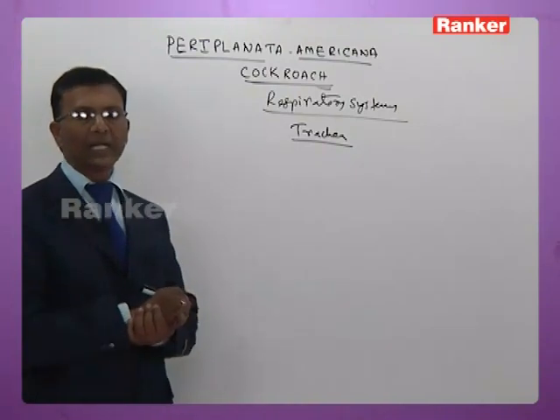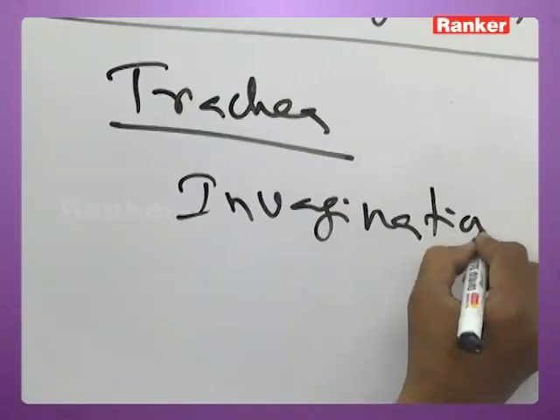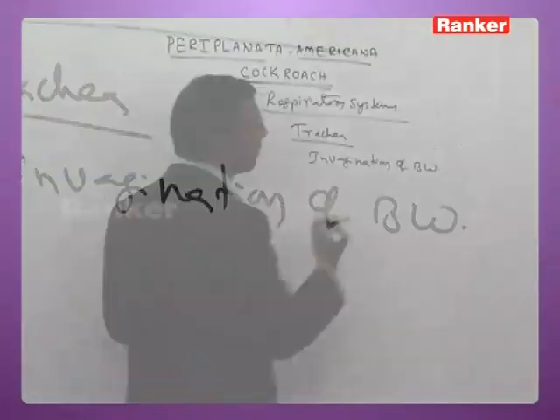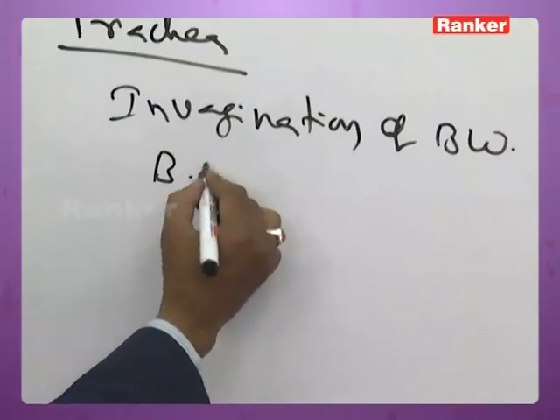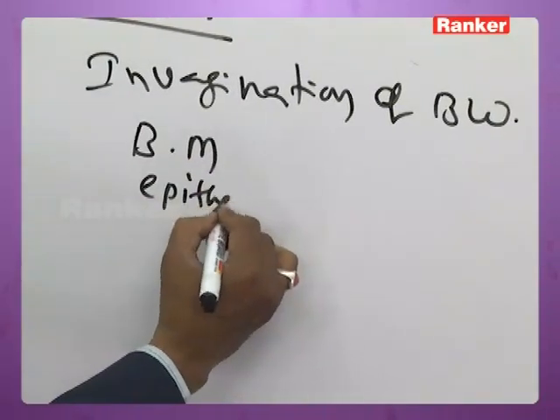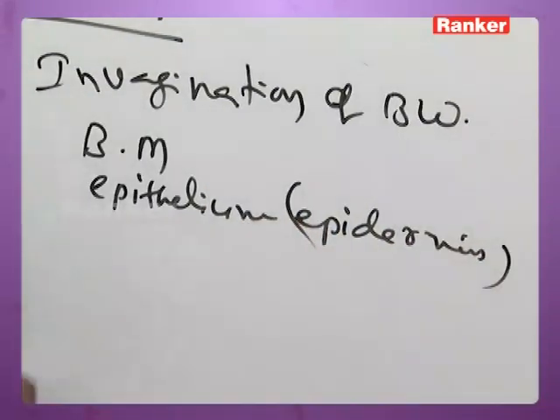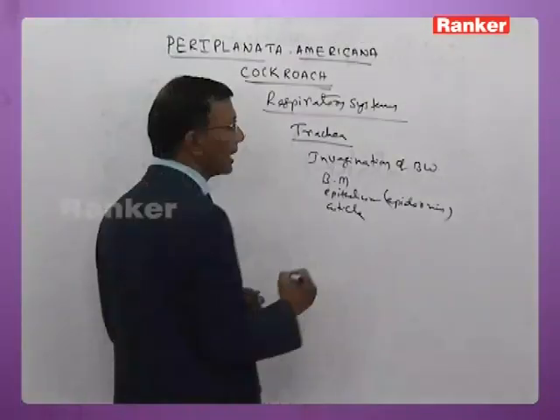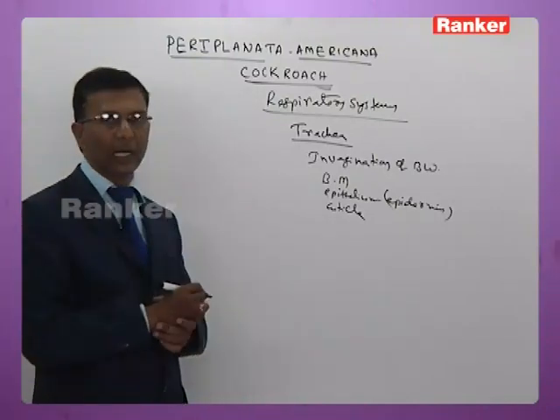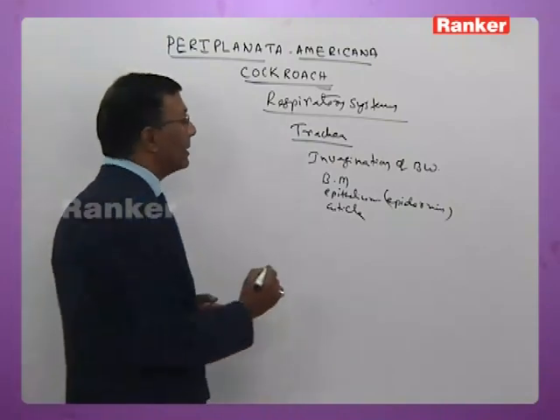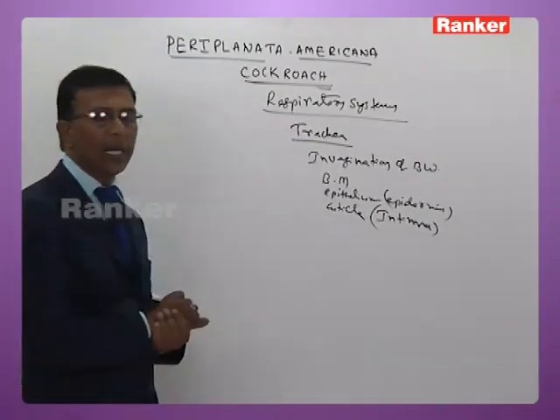The trachea are thin tube-like structures. They are ectodermal in origin, formed by invagination of the body wall. Each tracheum has an outer basement membrane, a middle epithelium or epidermis, and an innermost cuticle. The cuticular lining of the tracheum is called intima.